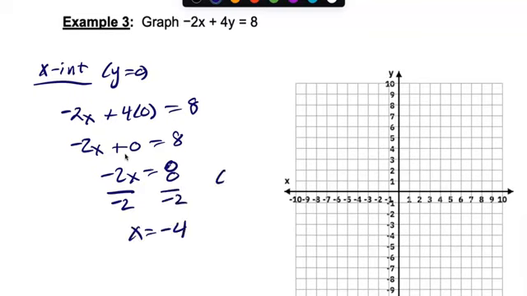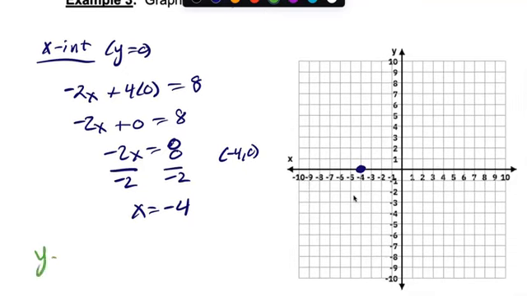So my point there is negative 4, 0. That's my x-intercept. So on the x, you can go to negative 4. That's my first point. Now let's find the y-intercept. We're going to do the same thing, but we're going to plug in 0 for our x.